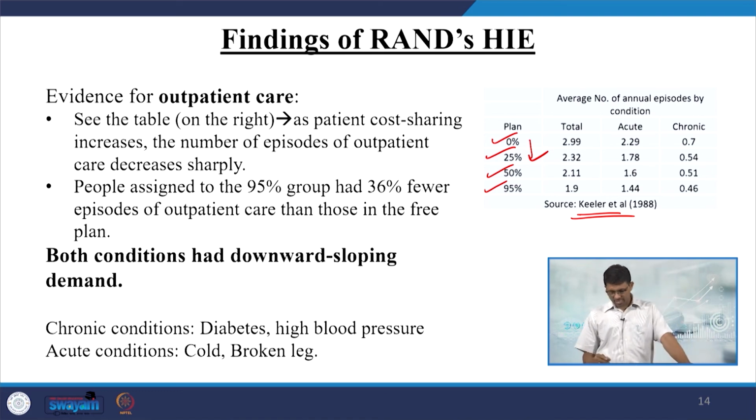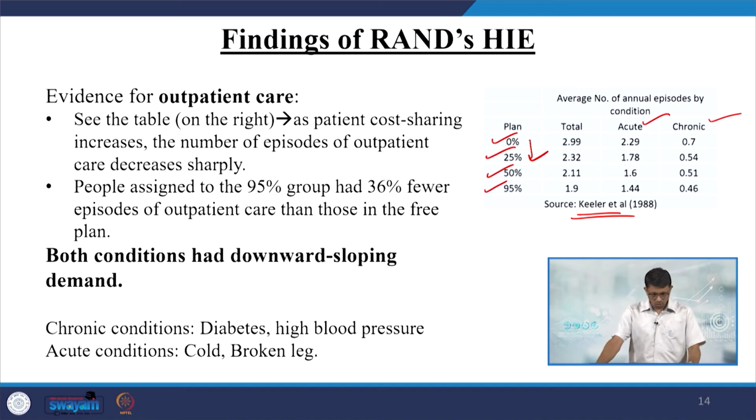And again it varies from acute disease to chronic disease. As patient cost sharing increases, the number of episodes for outpatient care decreases sharply. People assigned to the 95% group had 36% fewer episodes of outpatient care than those in the free plan. So, we can compare each category and see what the difference is. Both conditions had downward sloping demand.